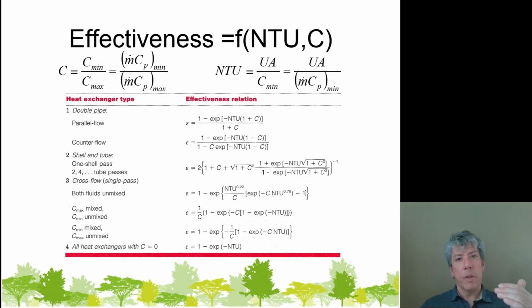So the number of transfer units is defined as the UA product divided by the minimum capacity rate, whichever one that turns out to be, the hot side or the cold side again. So if this is the case, then you can calculate the effectiveness using the capacity ratio, capital C, and the number of transfer units in these equations.